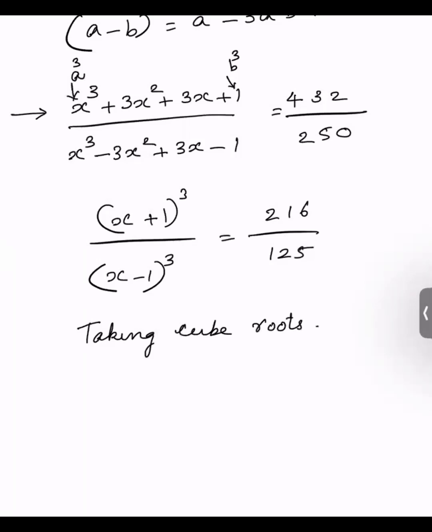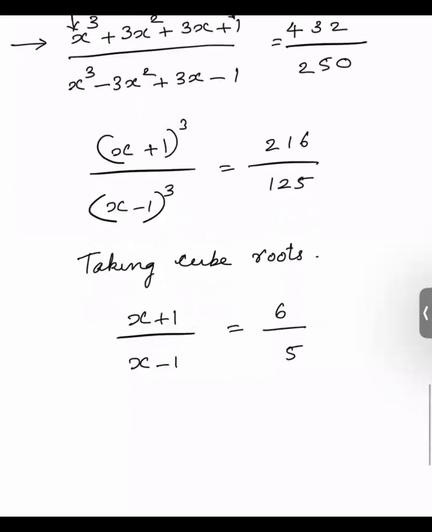Taking cube roots, what do you get? X plus 1. What is the cube root of x minus 1 whole cube? X minus 1. Now, Shreya, what is the cube root of 216? 6, that's correct. And what is the cube root of 125? 5, that's right. So now we have reached a simplified form from what was given in the question.